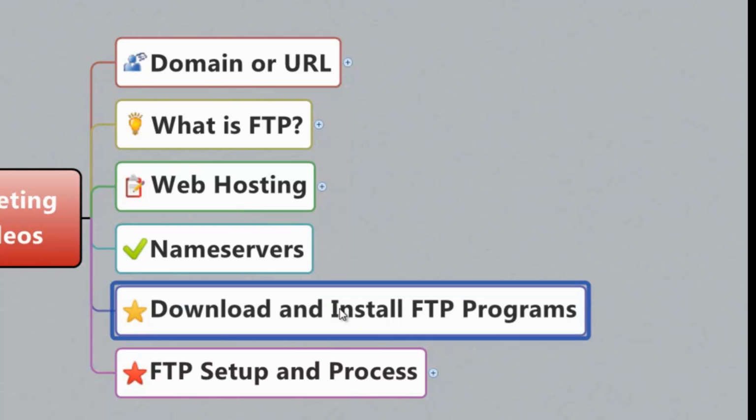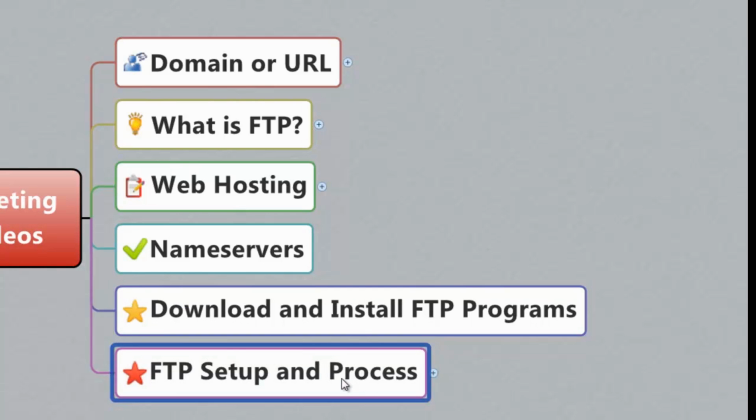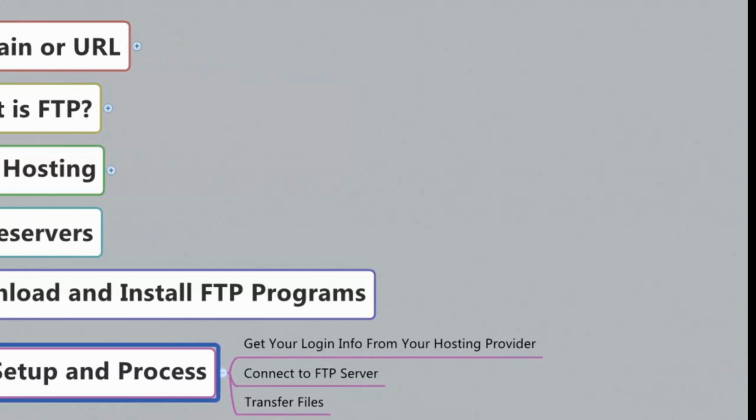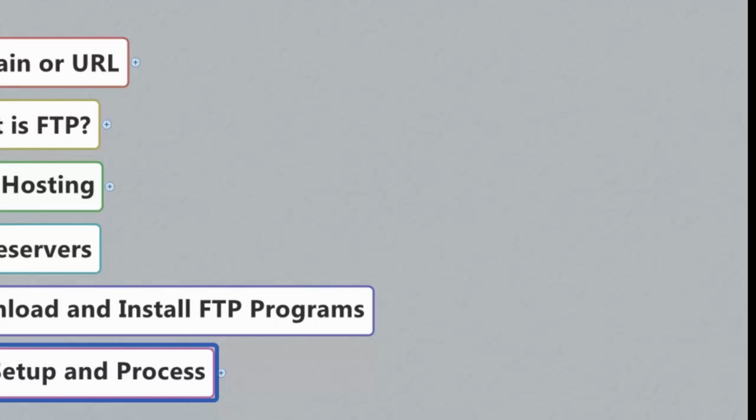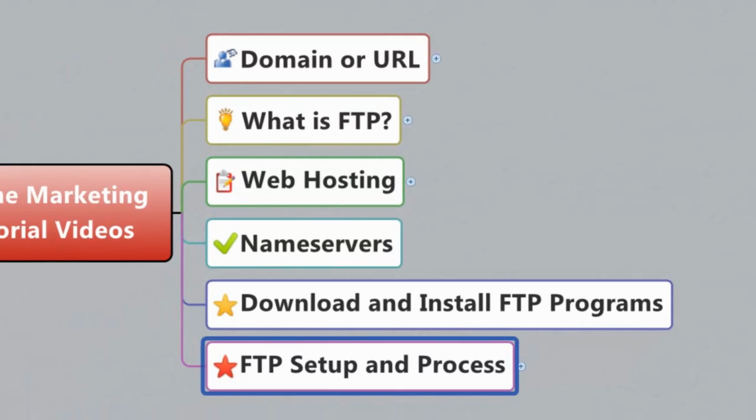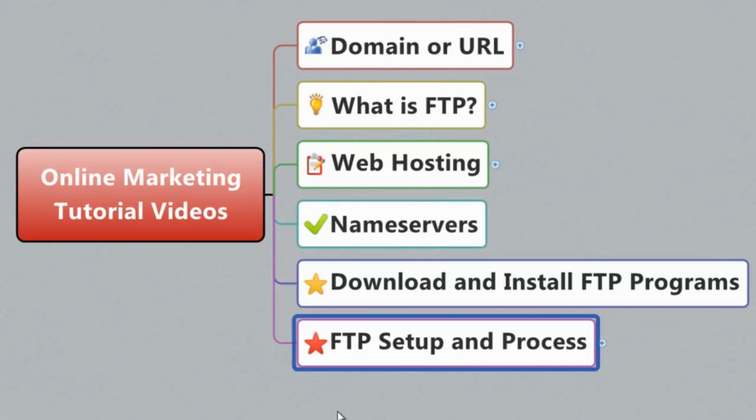We'll talk about downloading and installing your FTP programs to get those up and running. And then we'll definitely cover the FTP process so that you can learn how to connect to your server, how to transfer files over. And the most important part is using FTP to get your files up and running and live on the internet. So by the end of this course, you'll be able to buy a domain, set up your web hosting, and transfer files over via your FTP program to your server so that they can be live and on the internet.